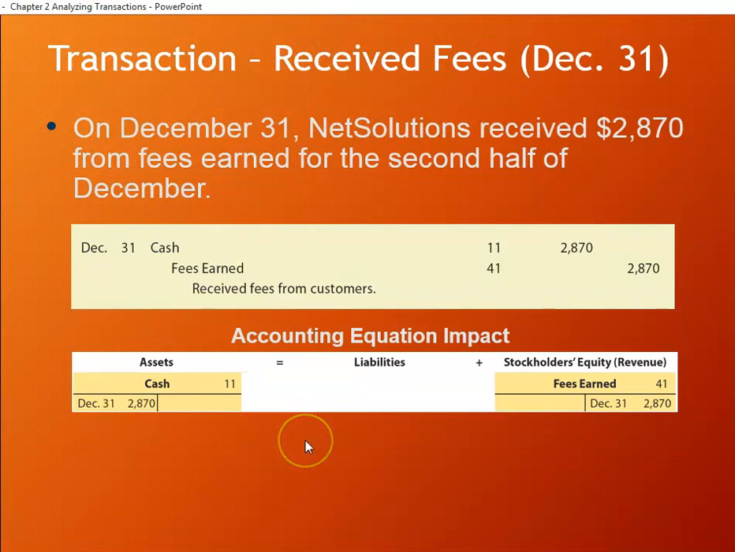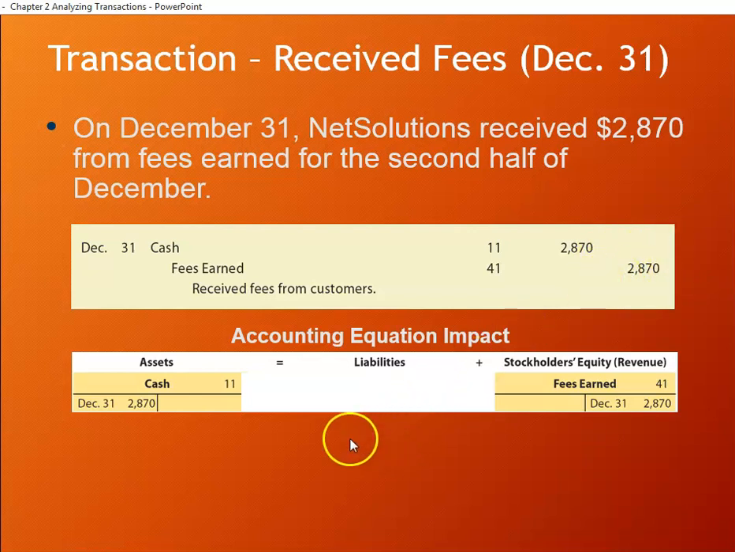Okay. Looks like we have a familiar transaction here. They provided some services that were worth $2,870, and they received cash for those upon completion, so therefore cash goes up. The income statement side of a revenue transaction, we're calling it fees earned. Revenue, same thing. Cash goes up, revenue goes up. Revenue goes up, however, with a credit.